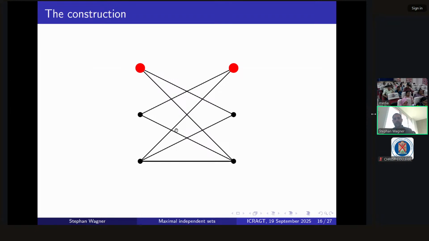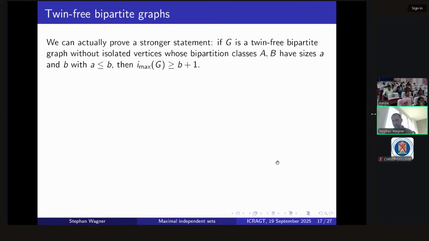How do I know that this is indeed the minimum? So how do I know that a bipartite twin-free graph needs to have at least that many maximal independent sets? The argument is actually relatively short. We can actually prove something stronger. If we take twin-free bipartite graphs, no isolated vertices allowed for the moment, so we want to keep them connected, and we take A vertices on one side, B vertices on the other, then the number of maximal independent sets is at least the size of one of the partite classes. We can take the larger one of the two, plus 1. That's the absolute minimum we can have.